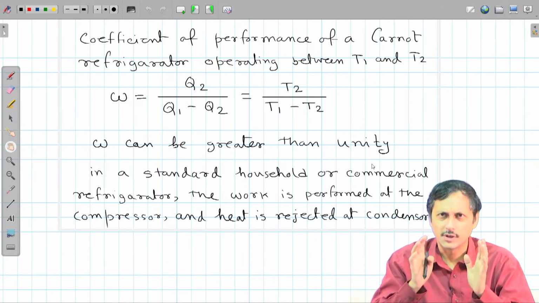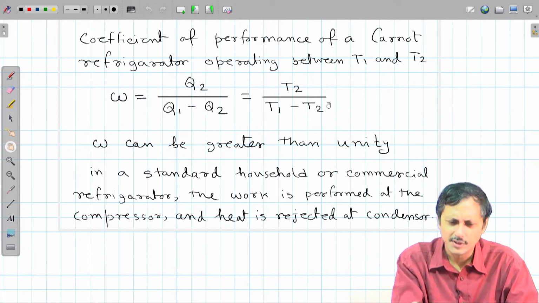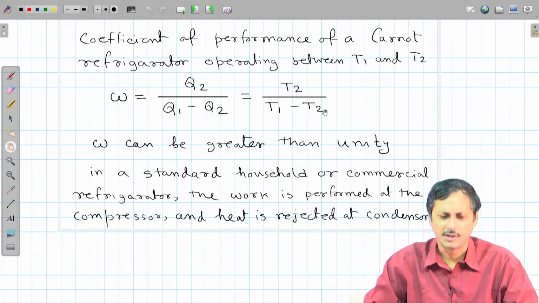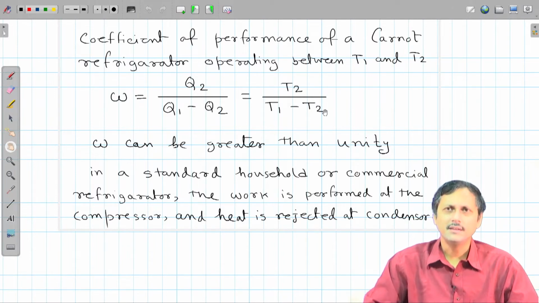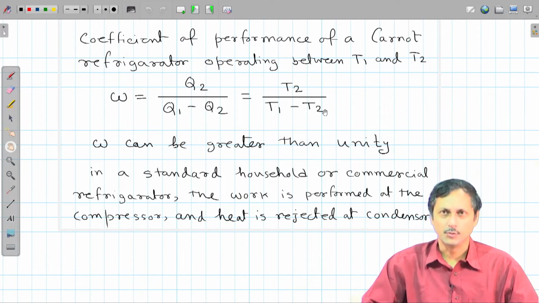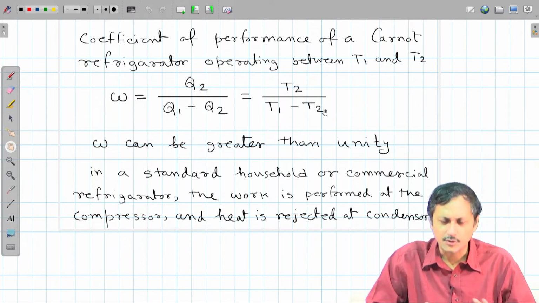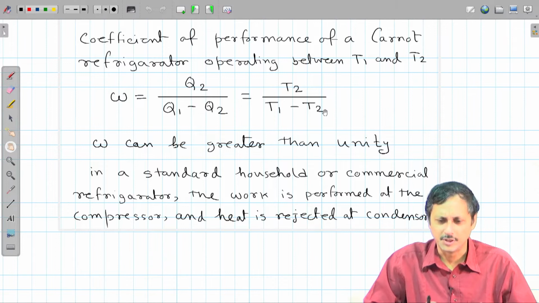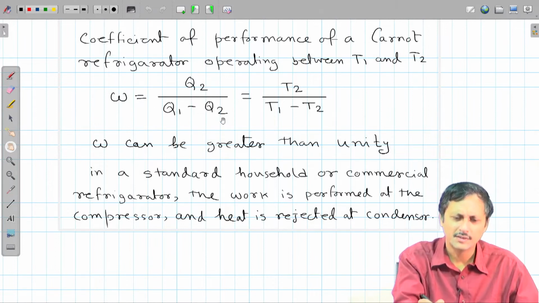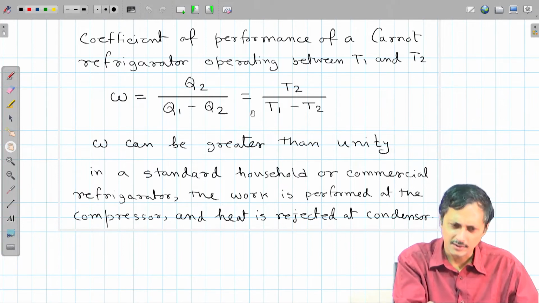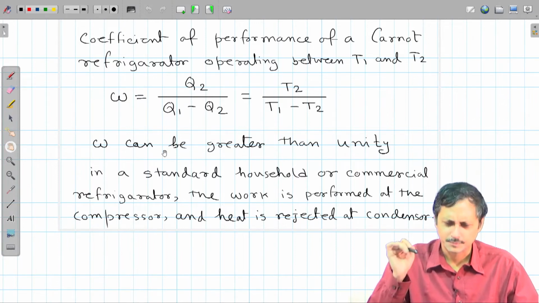So, net work has to be done on the system, then you will get back Q2 by Q1 minus Q2 is equal to T2 by T1 minus T2. And in this case, or in general for a refrigerator, omega can be greater than unity, like in case of an engine, the efficiency cannot be greater than unity. In case of omega, there is no such limitation. You see Q1 minus Q2 is always typically less than Q2, and it is in general greater than 1.